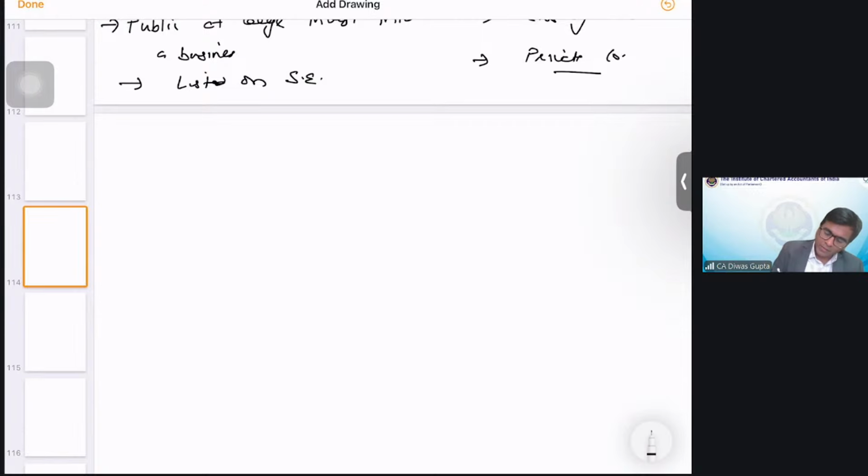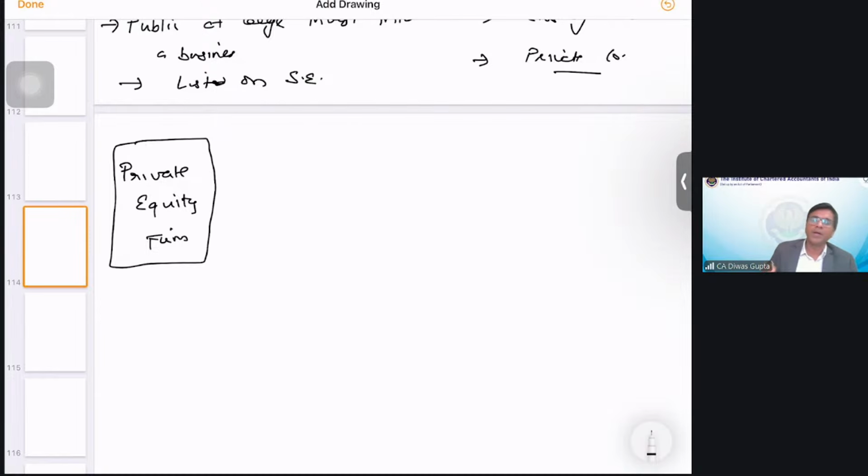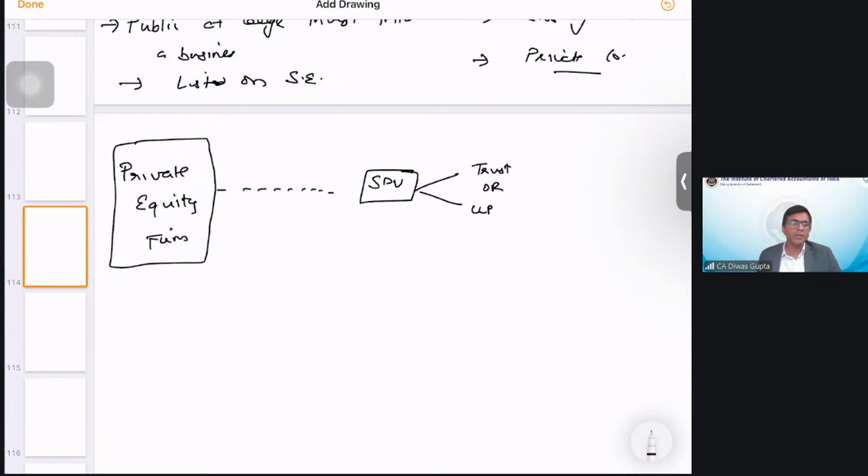Let's talk about a private equity firm. I am taking you through the structure of a venture capitalist. So this is a private equity firm. These are separate investment firms, called private equity firms. They will float a special purpose vehicle in the form of a trust or LLP.